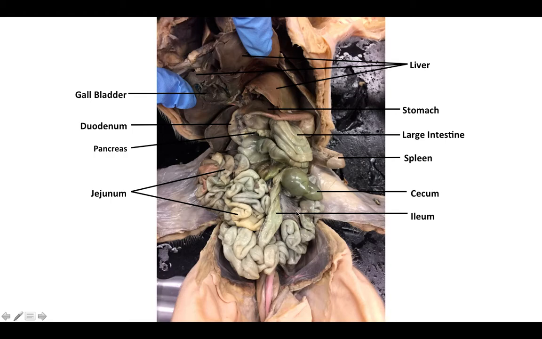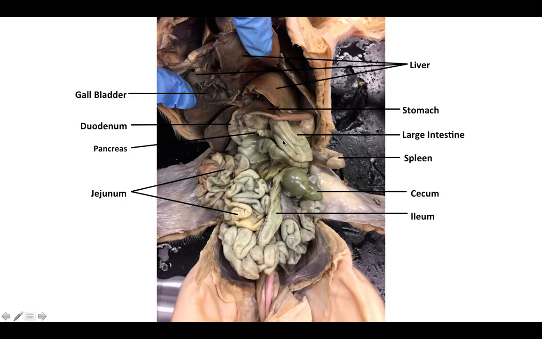If we take a closer look and lift up some of the lobes of the liver, you can see this slightly greenish sac, which is the gallbladder. You can also see the stomach right here, and directly underneath the stomach, you can see a little bit of the pancreas. Here is your jejunum and the ileum as it leads into the large intestine. The duodenum is right here as it heads into the stomach. Here's your spleen off to the side, and the cecum is the entrance into the large intestine.